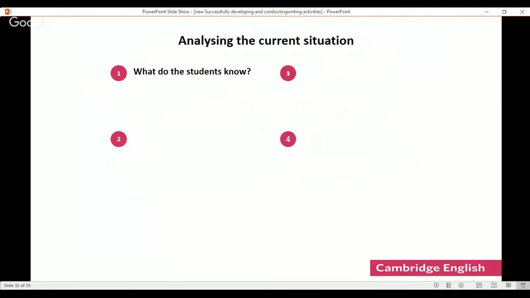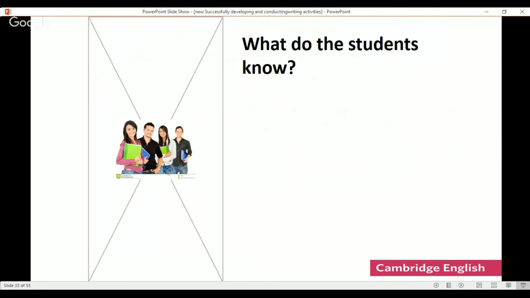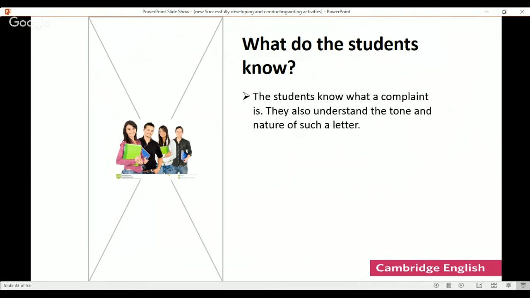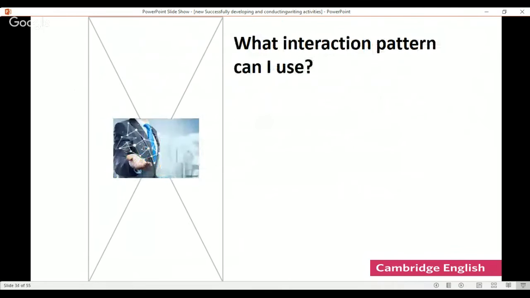Analyzing the current situation. What do the students know? What interaction patterns can I use? What resources do I need? And what problems do I anticipate? So the first thing, what do students know? Students should know what a complaint letter is. That is, they should understand the tone and the nature of a letter like this. They should also understand the usage and difference between formal and informal language. They should be aware of paragraphing and they should be able to read fluently.